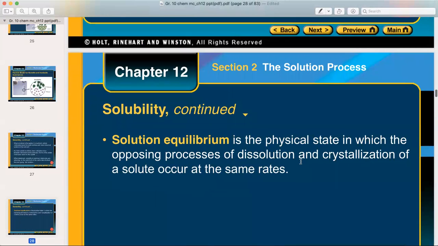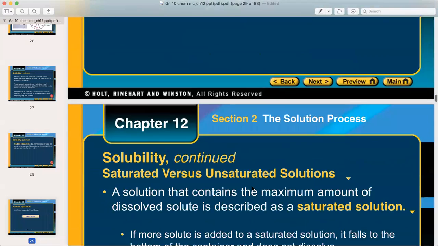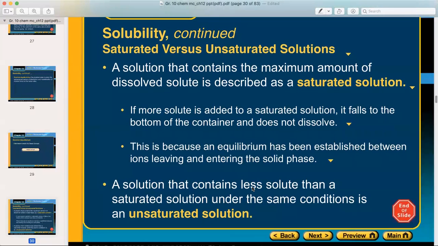Solution equilibrium is the physical state in which the opposing processes of dissolution and crystallization of a solute occur at the same rate. Now let us move to an important topic, the types of solution on the basis of solubility. This topic, guys, is very important, and you need to solve a worksheet related to this topic as well.